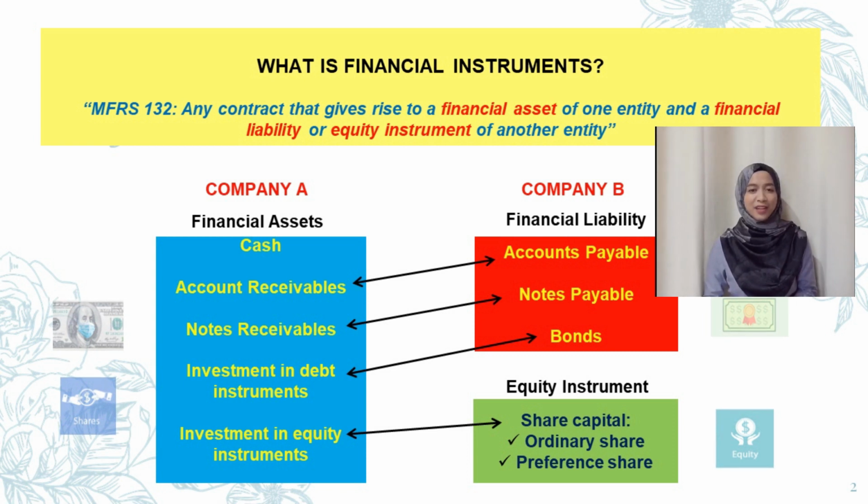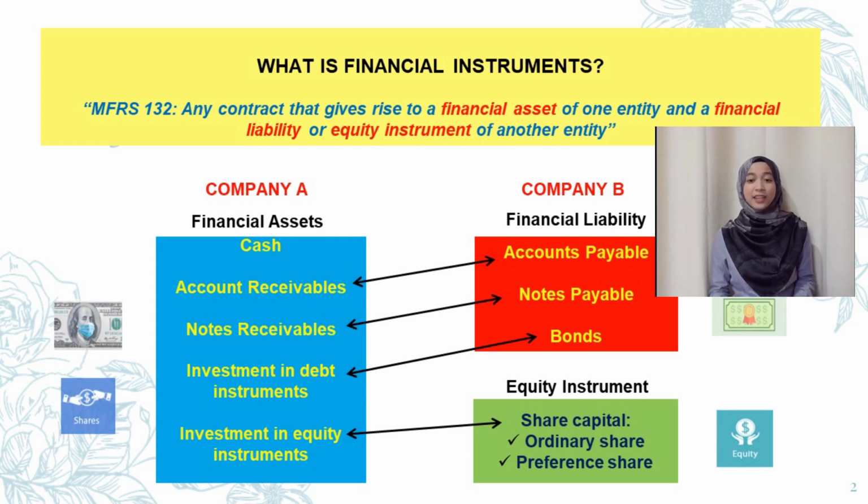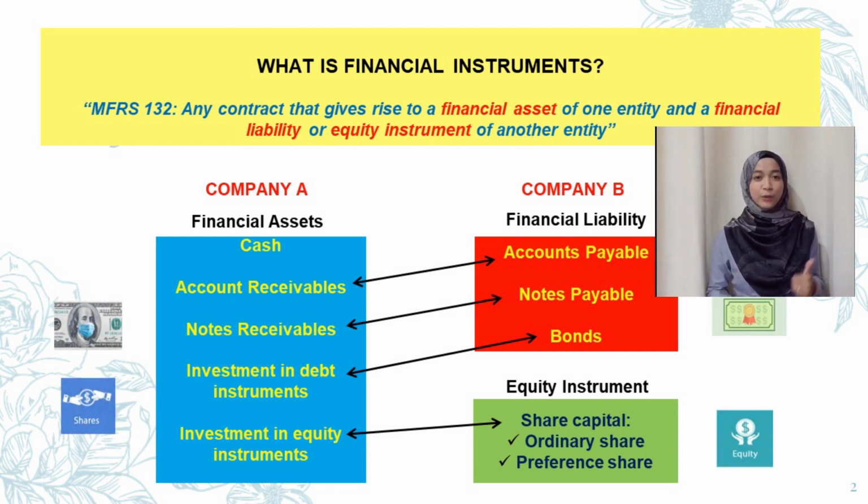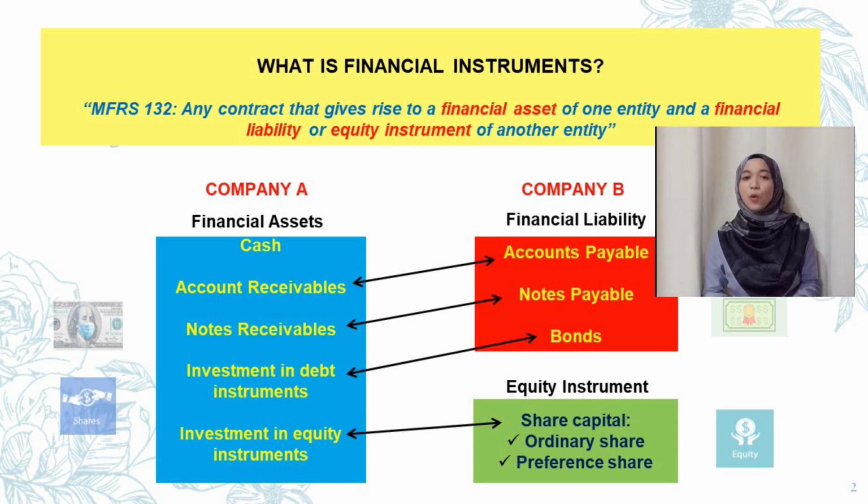In accordance with MFRS 132 Para 11, a financial asset is any asset that is cash, an equity instrument of another entity, a contractual right, or a contract that may be settled in the entity's own equity instrument. A contractual right is a right to receive cash or another financial asset from another entity. For example, when you purchase a bond from another company, you will receive interest annually, semi-annually or quarterly, and you will also receive the principal when the bond reaches its maturity date.